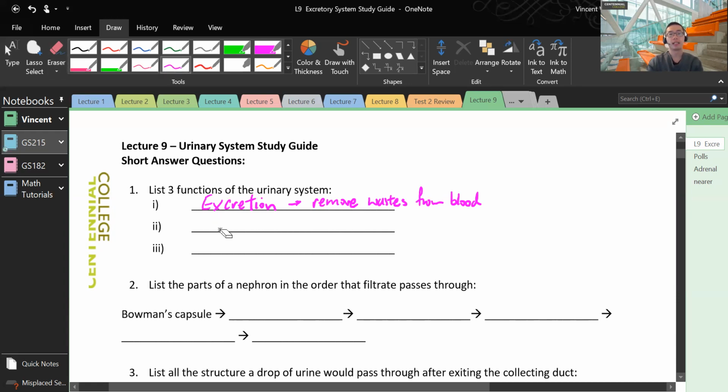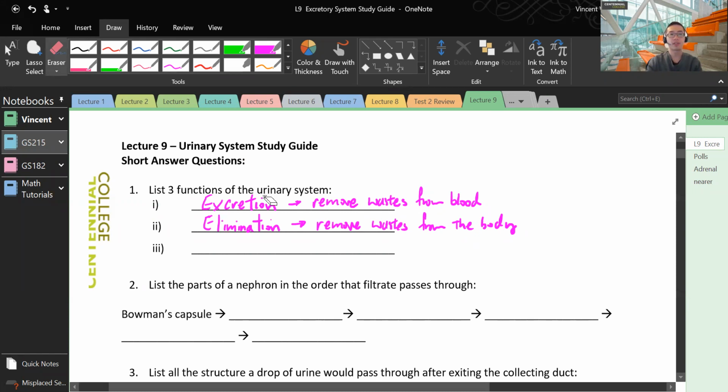The second function of the urinary system is elimination. Elimination is the ability to remove waste from the body. The difference is, after you remove the waste from the blood, it's still in the body, and elimination is the process of actually peeing it out, getting it literally out of your body.